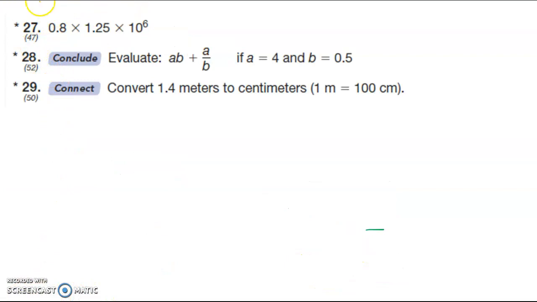Okay, let's see what we have here. 0.8 times 1.25 times 10 to the 6th. So 10 to the 6th is going to be 1 with 6 zeros. 1, 2, 3, 4, 5, 6. So times 1.25 times 0.8. I'm going to go ahead and plug that into my calculator. 0.8 times 1.25 times, and I get 1 million.